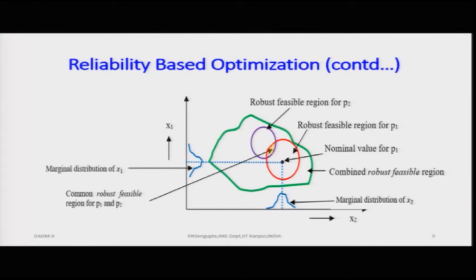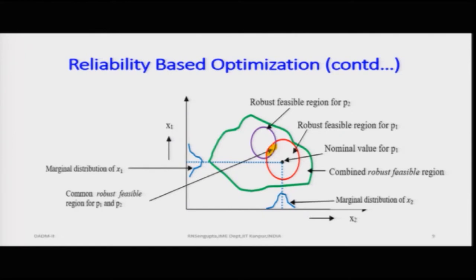Again, I am considering the distributions in the very simplistic case to be normal. So, you will consider the robust feasible region for P2. P2 is basically the probabilistic external variable which is there. So, they can be P1, P2, P3 and the vector is P. Similarly, you will have the robust feasible region for P1 also. So, P1, P2 would give you the intersection which is hashed here, based on which you will try to solve the problem. That will give you the common robust feasible region for P1 and P2.